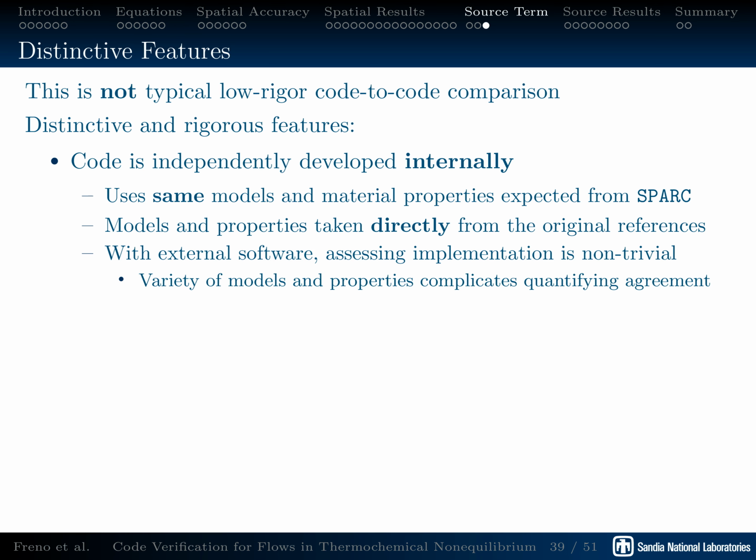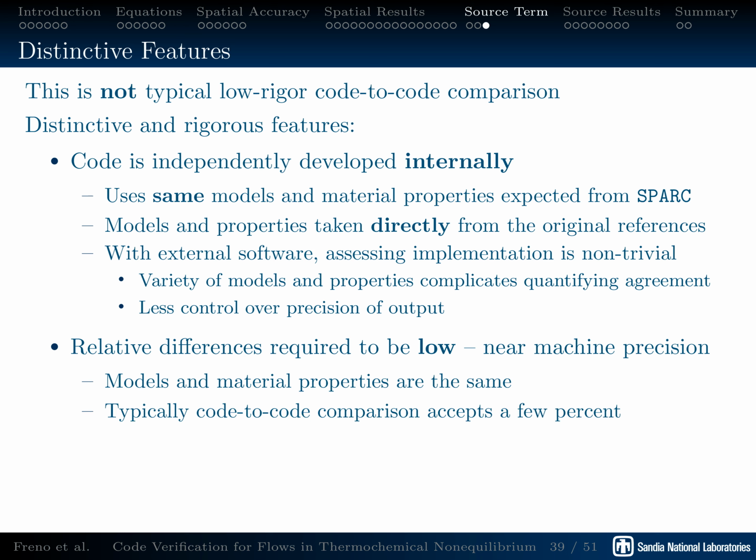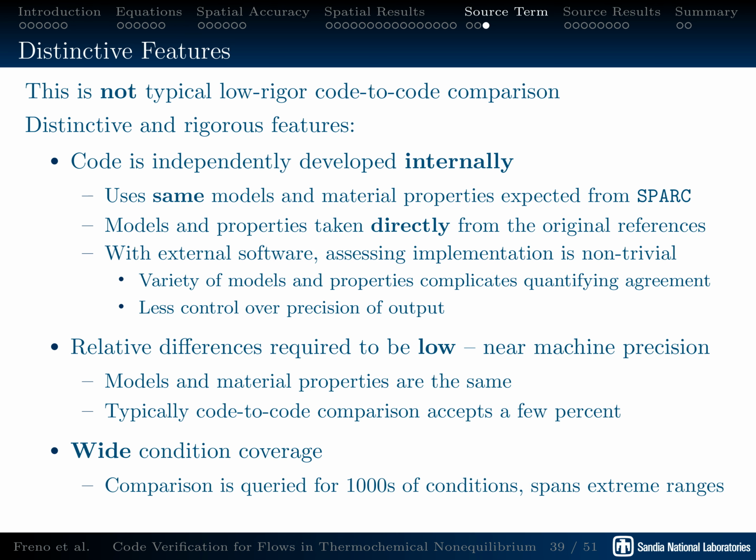The wide variety of models and properties complicates quantifying agreement, and we have less control over the precision of the output. For our purposes, we require the relative differences to be low, as in near machine precision, because the models and material properties are the same. Code-to-code comparison, on the other hand, is typically content with agreement within a few percent. Also, our approach has a wide condition coverage. We query the comparison for thousands of conditions spanning extreme ranges. Code-to-code comparison typically considers only a single or few conditions.